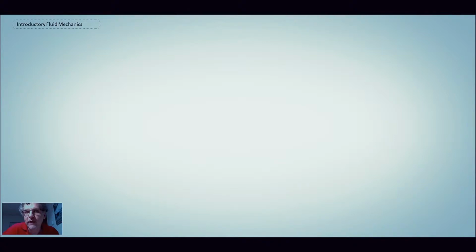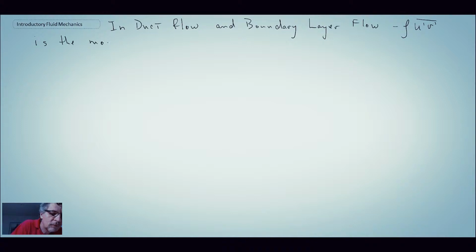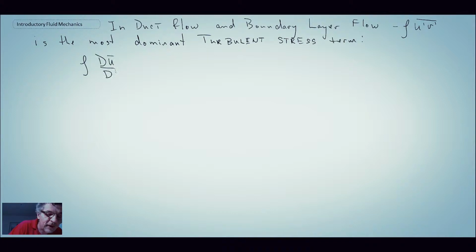And we're going to come up with velocity profiles that enable us to move in the direction of getting the friction factor for turbulent pipe flow. It turns out that if we're looking at duct flow, such as pipe flow or boundary layer flow, the minus rho u prime v prime term is the most dominant turbulent stress. Consequently, the governing equation, specifically the Navier-Stokes equation, can be written in the following manner as an approximation.